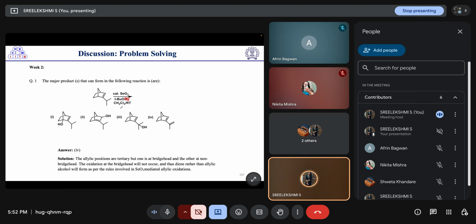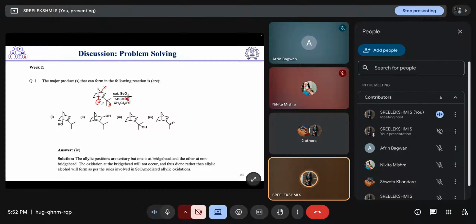So if we see, the correct answer is option 4. So SeO2 is basically used for the oxidation of the allylic position. Here, allylic position means either this position is available, here this proton, or this position is available, or the another option is this proton.